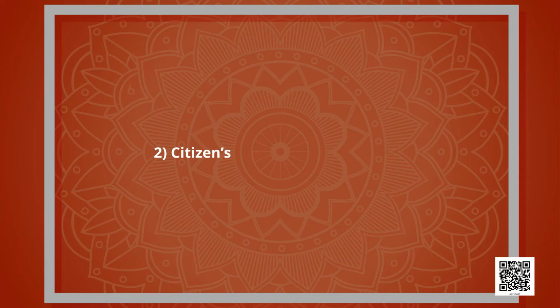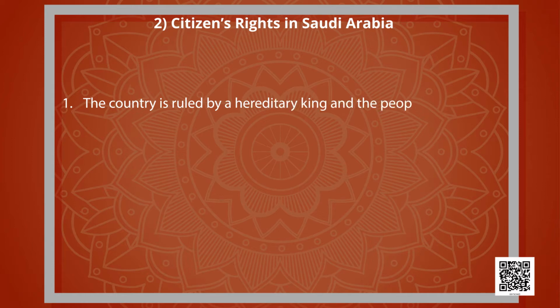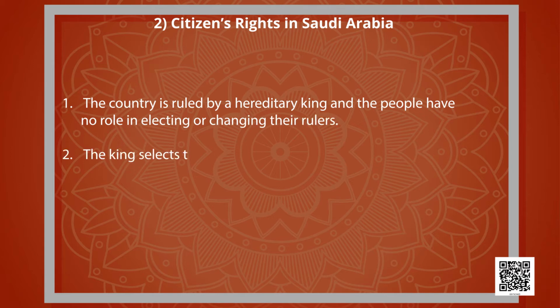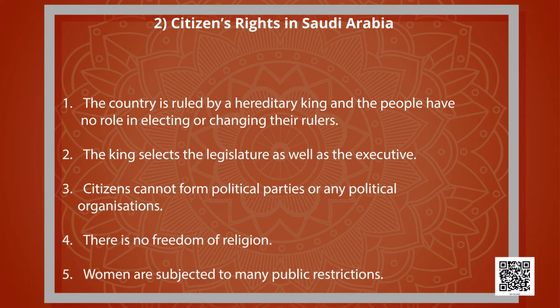Moving on, citizens' rights in Saudi Arabia. In Saudi Arabia, the position of the citizens with regard to their government has the following features. The country is ruled by a hereditary king, and the people have no role in electing or changing their rulers. The king selects the legislature as well as the executive. Citizens cannot form political parties or any political organizations. There is no freedom of religion. Women are subjected to many public restrictions. So, can we say that in Saudi Arabia, people have basic rights? The question is open for a debate.